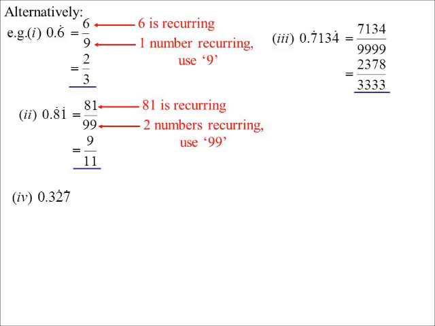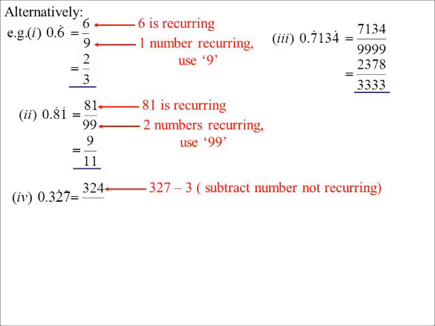Okay, but what about when not all the numbers are repeating? Here's the trick. I'm going to put 324 on top. How do I come up with that number? The number after the decimal point, if I just read it, says 327. But not all the numbers are repeating. The 3 was not repeating. So I'm going to subtract it. 327 minus 3 is 324.